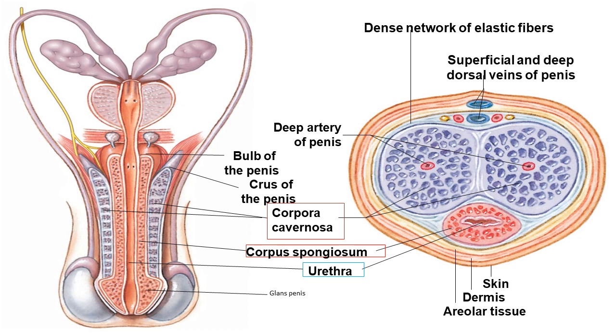The end part of the corpus spongiosum is expanded to form the gland penis. Okay, another important characteristic in the penis is the base part of the corpus spongiosum, which is called the bulb of the penis. Meanwhile, the base part of the corpora cavernosa is called the crus of the penis. Okay.